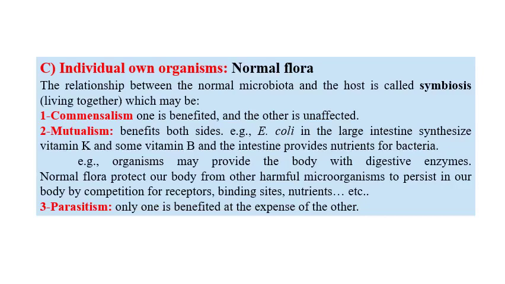This occurs, for example, with an organism called Corynebacterium. It can live on the surface of our eye, and it doesn't cause any harm to us. Mutualism benefits both sides. Example, Escherichia coli in the large intestine synthesizes vitamins like vitamin K and some vitamin B. And of course, the intestine provides the bacteria with nutrients. The organisms may also provide the body with digestive enzymes, and this is very important and useful.